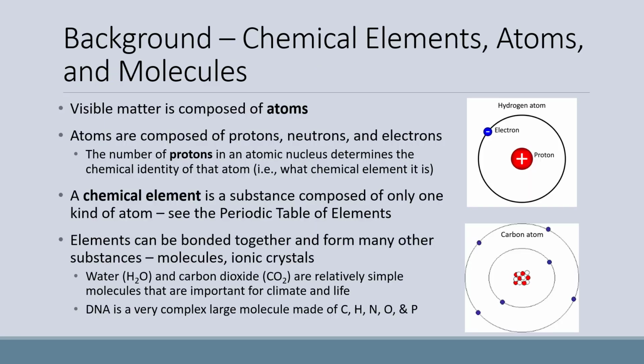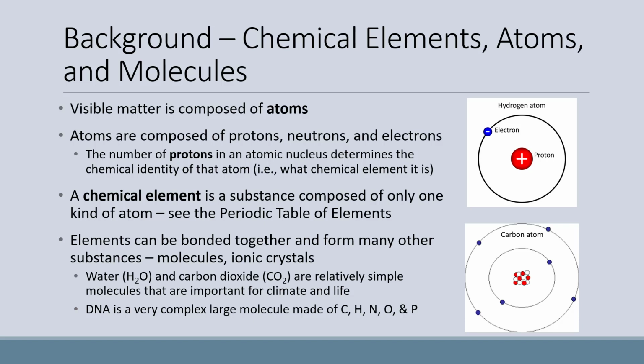We're going to talk about some gases, so let's take a step back and cover chemical elements, atoms, and molecules. Visible matter is composed of atoms. Atoms are composed of protons, neutrons, and electrons. The number of protons in an atomic nucleus determines the chemical identity of that atom. That is, what chemical element it is. A chemical element is a substance composed of only one kind of atom. The periodic table of elements has a list of all known elements.